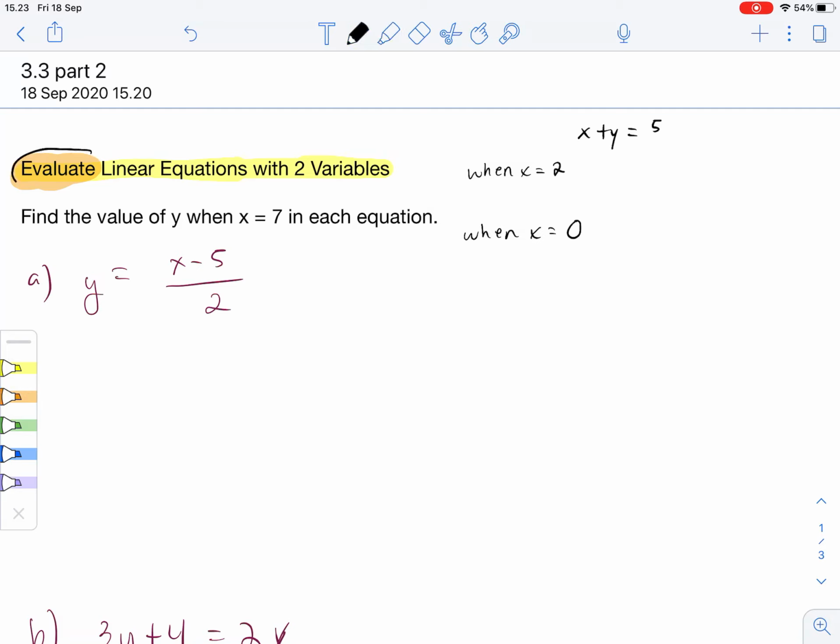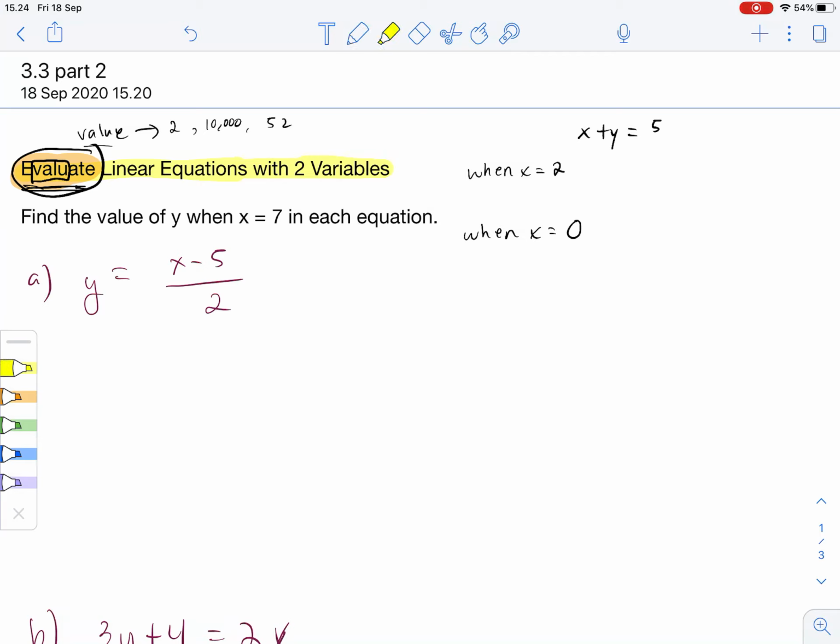Any time that you hear the word evaluate, think about this root word, value. Value means that we want to find a specific number, like we were looking for a quantity. Our final answer would be some number, like 2, like 10,000, like 52. So evaluate means we're finding some number, some value, given a linear equation with two variables.